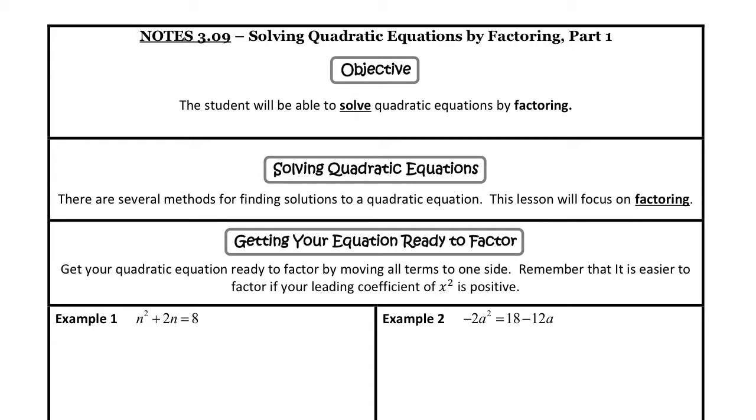Okay. So the first thing I want to go over is, what do you want to make sure you do when you're factoring? To get your quadratic equation ready to factor, you got to move all the terms to one side. And remember, it's easier to factor if your leading coefficient is positive. So if the term that has the x squared is positive, then that'll make it a whole lot easier to factor.